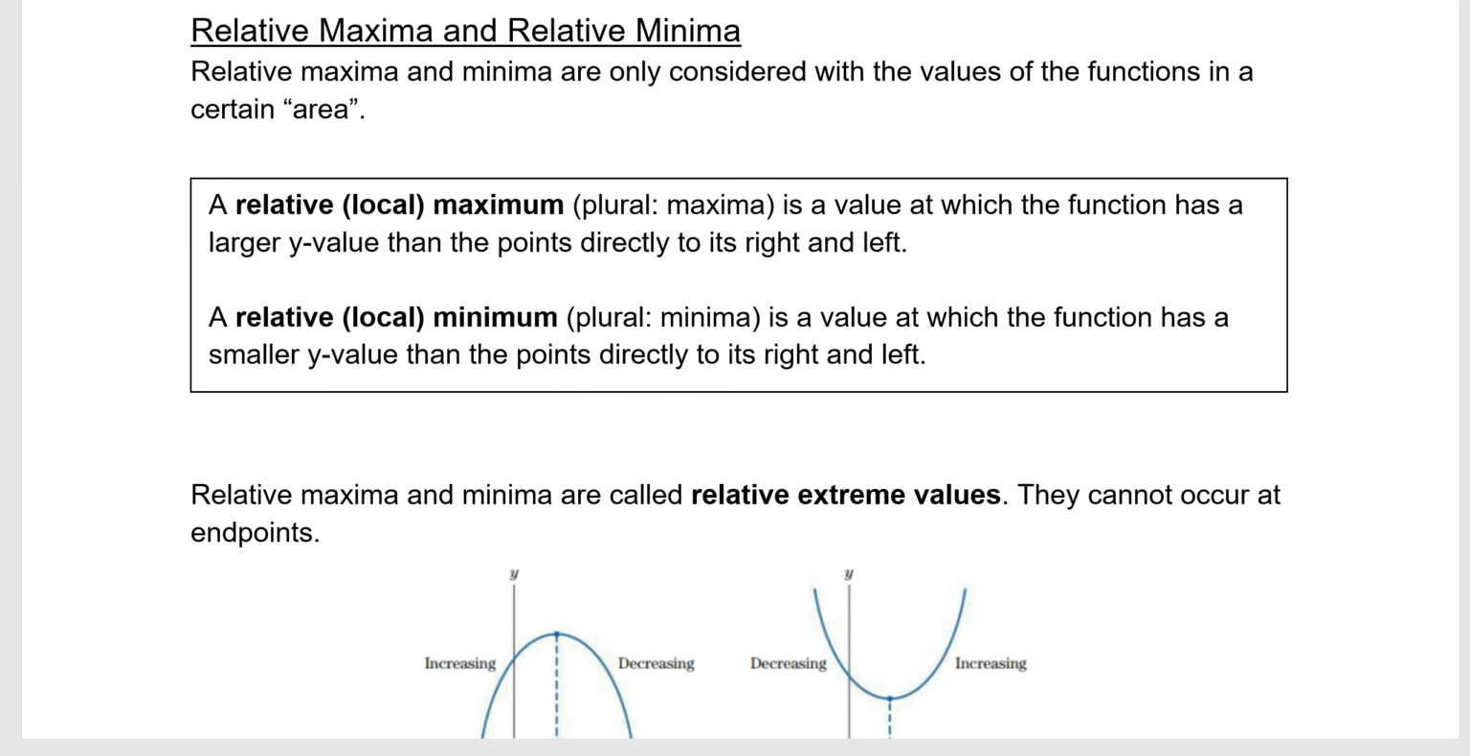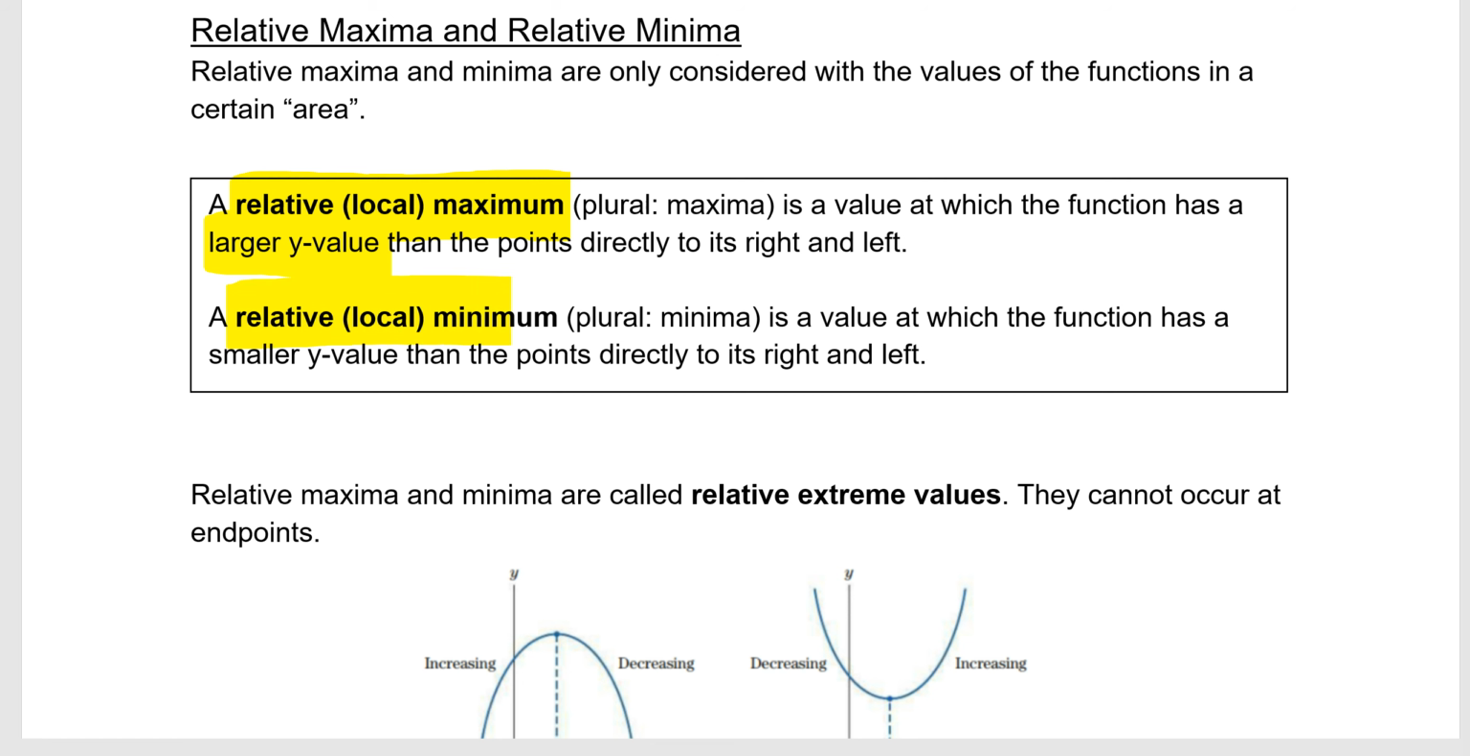Okay, so the next type of maxima and minima are relative maxima and relative minima. Another word for relative is local. So if you see the word local maximum, it means the exact same thing. A relative maximum point is going to be a value at which the function has a larger y value than the points directly to its left and directly to its right. So it's higher up than the points directly next to it. It may not necessarily be the largest point on the graph, but it's larger than the point directly to its left and directly to its right.